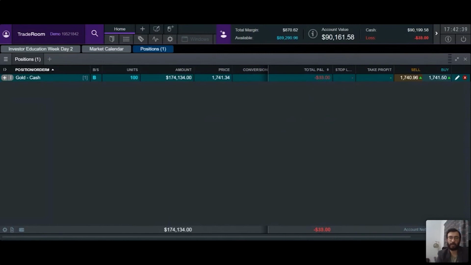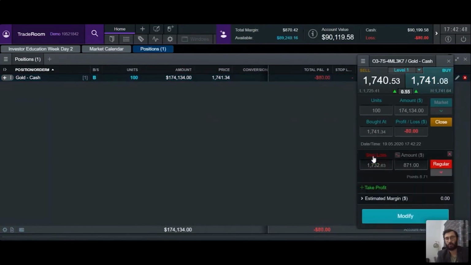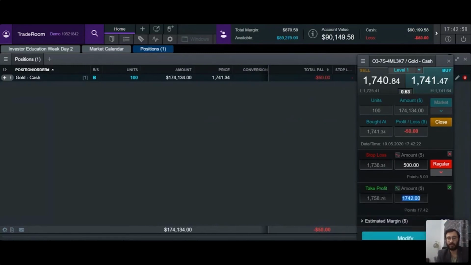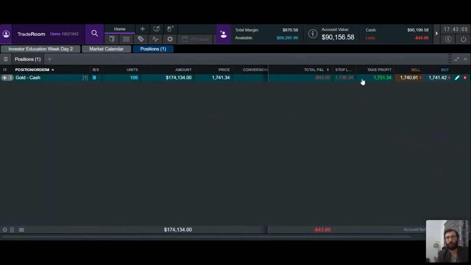Click here on stop loss, or click on modify trade. A window will appear. You can see stop loss. Click on stop loss. There will be a number, but you can put your own number. So let's say you don't want to lose more than $500, right? The price will be calculated. Similarly, you can put a take profit. Let's say $1,000. A take profit price will come. Modify this. Now you have a stop loss and take profit, right? So you can easily put a stop loss or a take profit in your trading account.